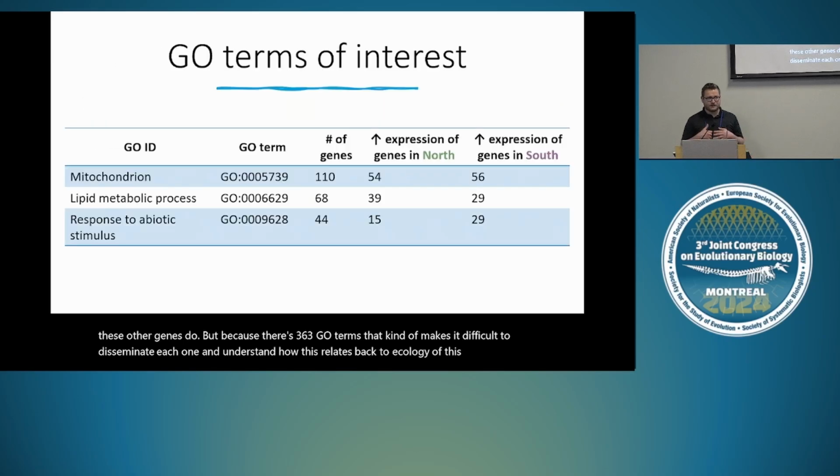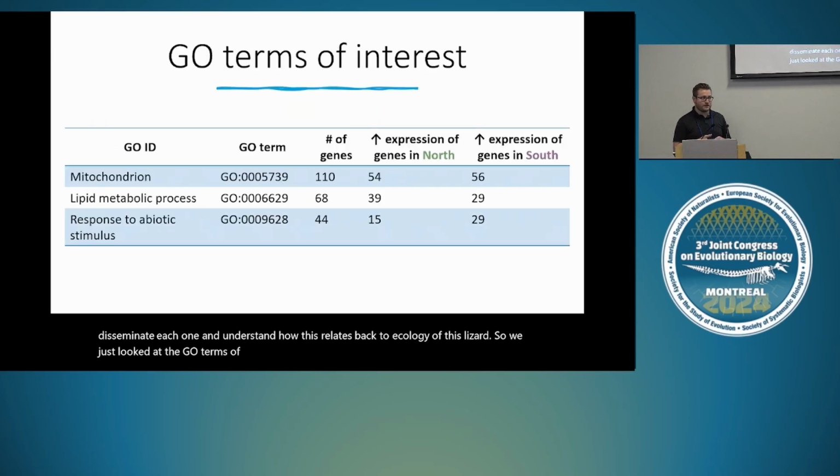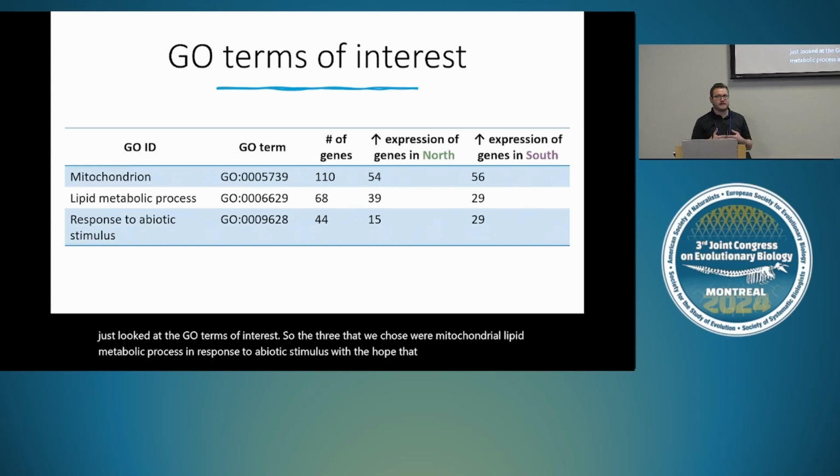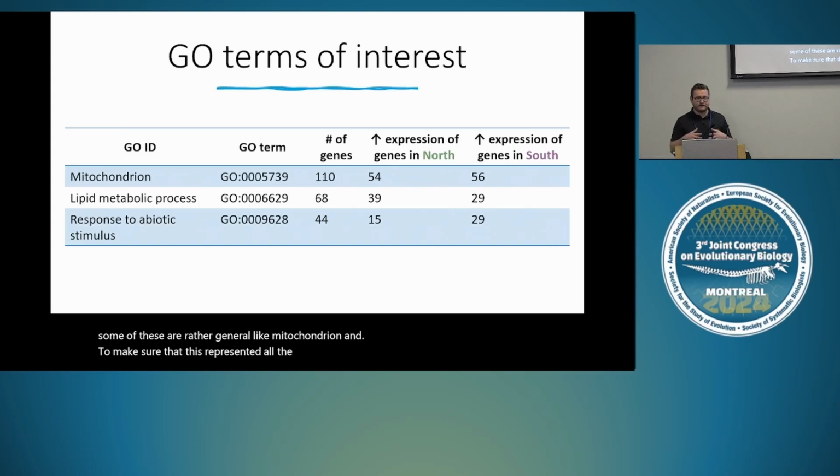So we just looked at the GO terms of interest. The 3 that we chose were mitochondrion, lipid metabolic process, and response to abiotic stimulus, with the hope that this can help us understand the ecological differentiation of these lizards. I do want to point out that some of these are rather general, like mitochondrion, and to make sure that this represented all the genes that could be associated within our data set.